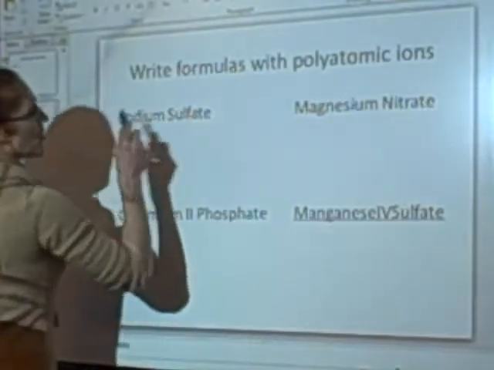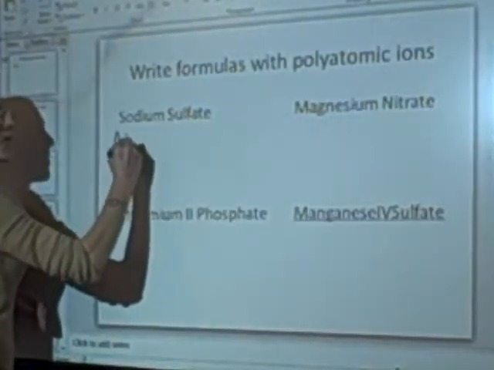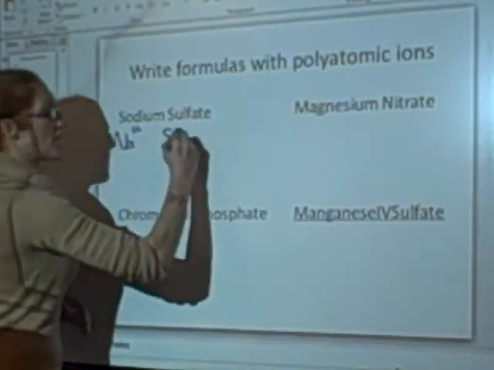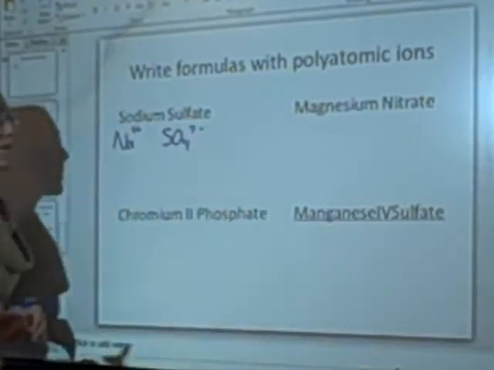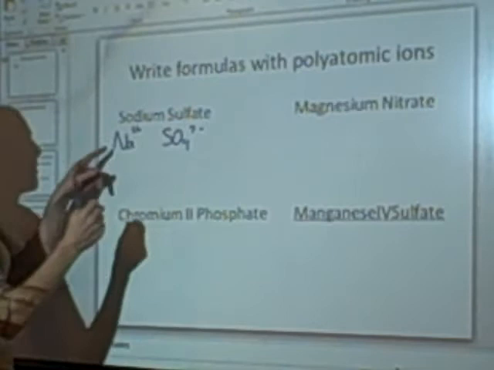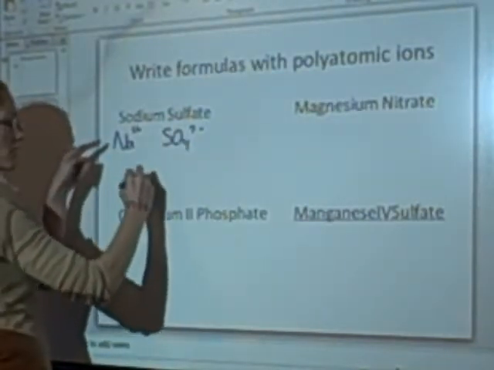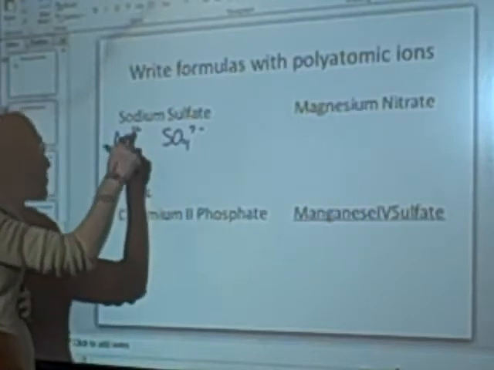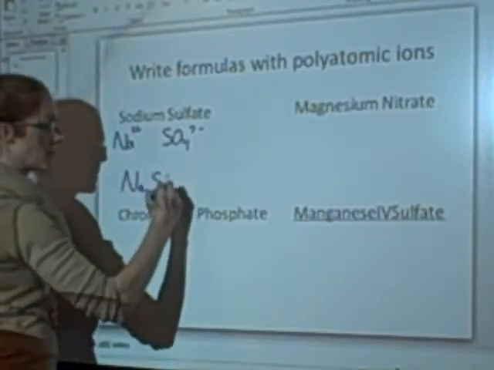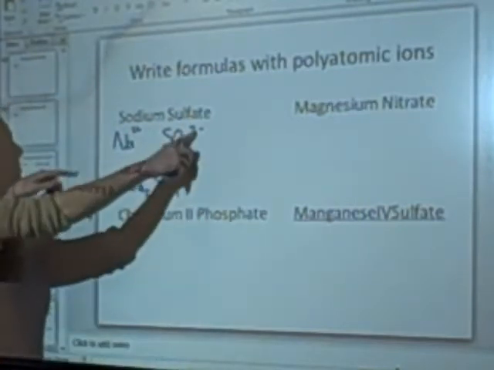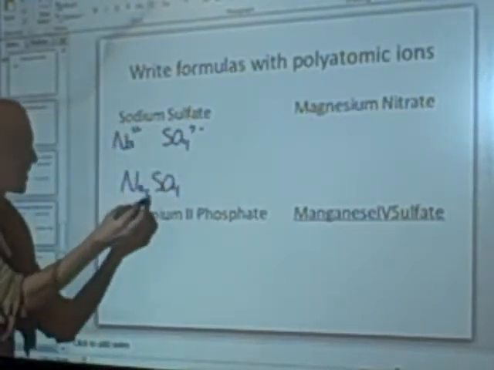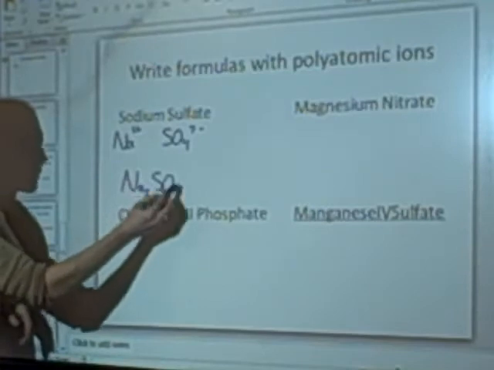I have sodium sulfate. Well, sodium off the periodic table is Na. It's a 1 plus charge. Sulfate is SO4. It's a 2 minus charge. So I know, since this is a 2 minus, I'm going to need 2 sodiums. And since this is a sulfate, this is a 1 plus, I'm just going to need 1 sulfate. If you didn't understand that, this is a 2 minus, so I need 1 of these. This is a 1 plus, so I need 1 of these. So Na2, 2 sodiums, SO4, 1 sulfate.